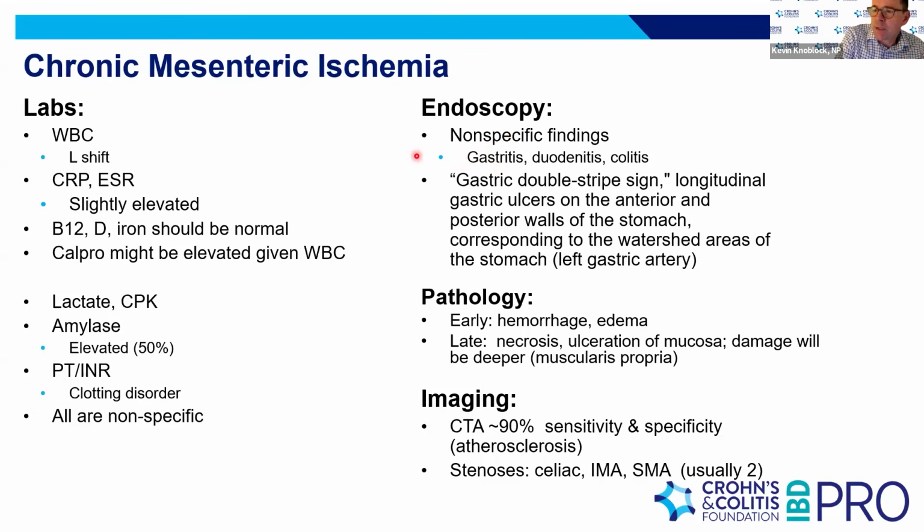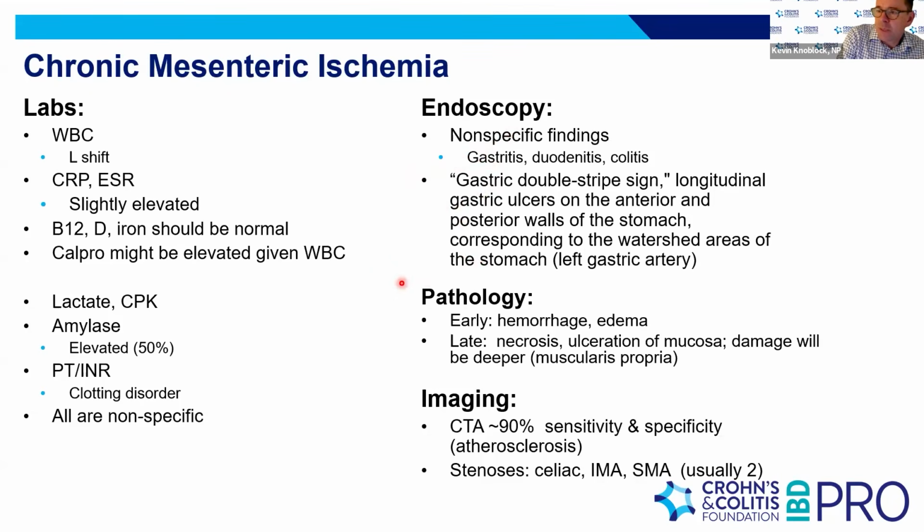You're going to see gastritis, maybe duodenitis, even colitis, if you approach it with EGD or colonoscopy. Although with EGD in the data, there's this gastric double stripe sign. It's like longitudinal ulcers on the anterior and posterior walls, corresponding to areas right near that gastric artery. So when that ischemia happens, these ulcers form in a very classic picture. So again, another piece of the puzzle, along with the history you've taken.